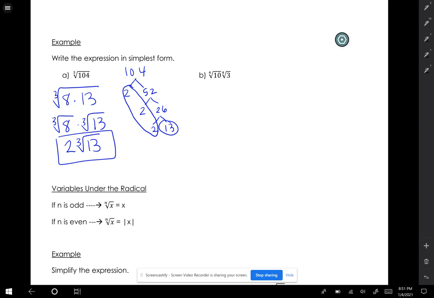Now for part B, the fourth root of 10 times the fourth root of 3. Let's do the fourth root of 30. Not sure if that's going to help us much, but let's see. If I make a factor tree, we don't have anything really that we can break this down into and then simplify using the fourth root. So we would just leave it like that.